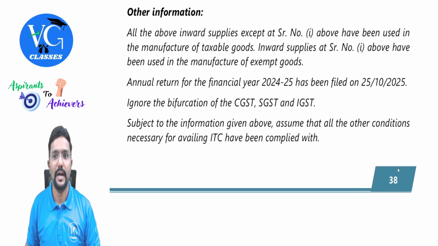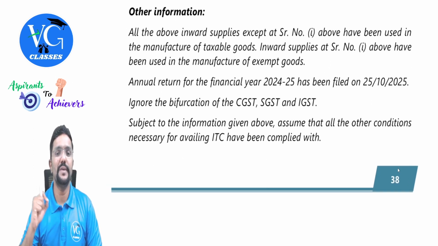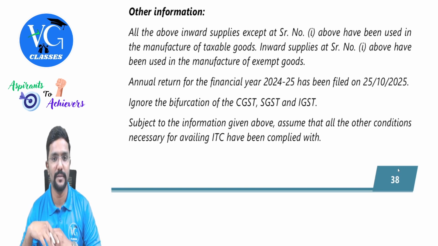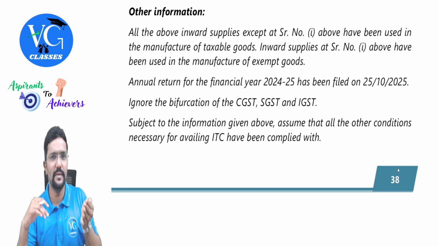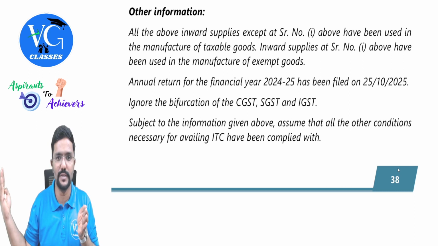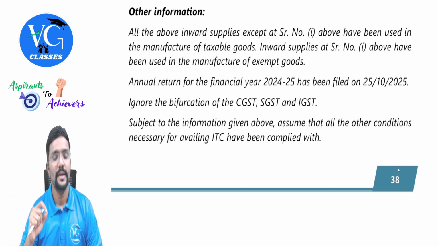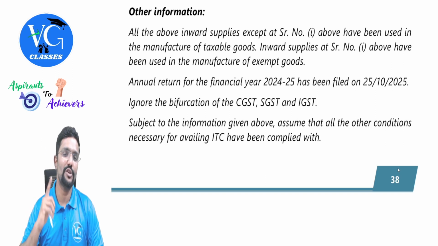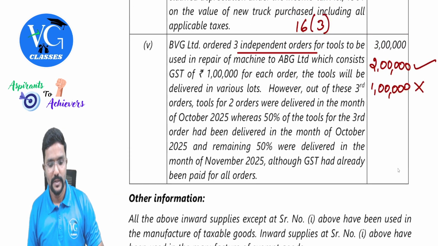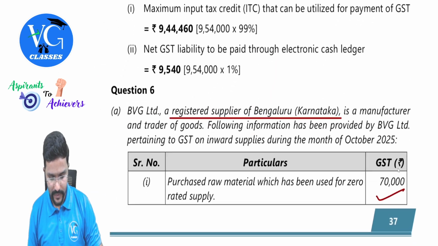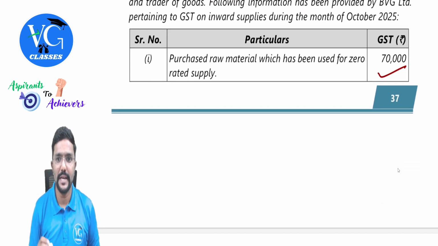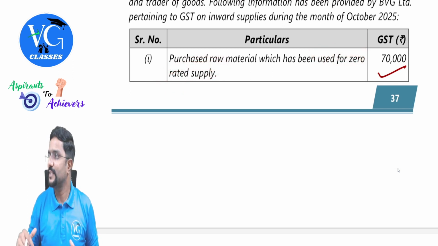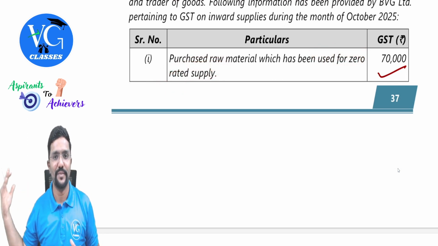Okay, sir. Other information. All the above inward supplies except serial number 1 above have been used in the manufacture of taxable goods. Everything, means whatever is the inward supply, is used in the manufacture of taxable goods, it seems. Fair enough. Inward supplies at serial number 1 above have been used in the manufacture of exempt goods. See, serial number 1, what did they give? Purchase of raw material which has been used for zero rated supply. Guys, here they clearly told it is used for zero rated supply.